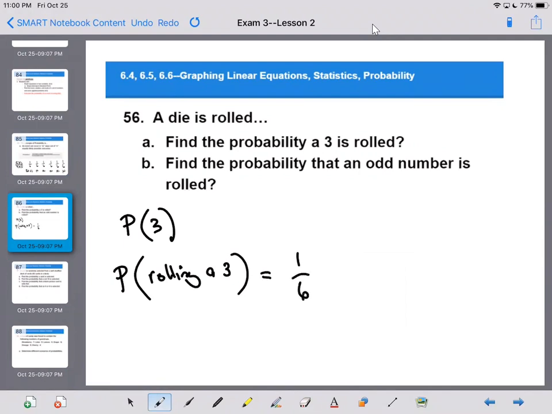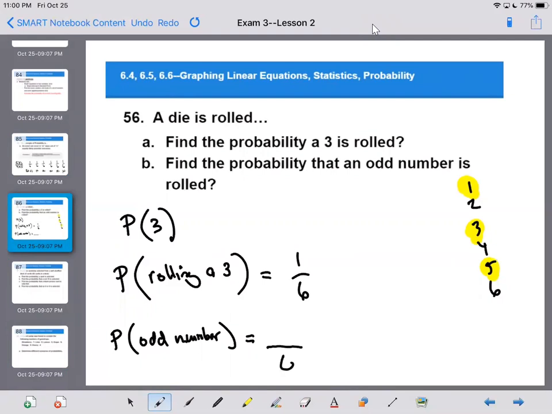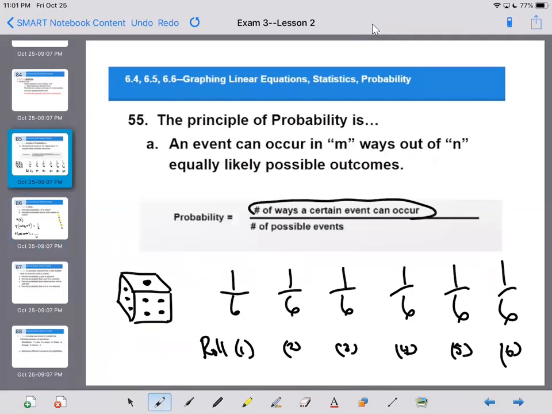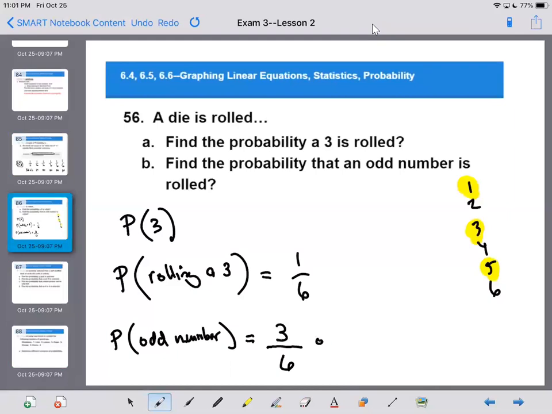What if we say, what's the probability of getting an odd number on a die? Well, now you got to think about all of your possibilities, right? You got 6 possibilities. Well, 1, 3, and 5 are your odd numbers. So there's still 6 options, right? But 1, 3, and 5 are the number of ways an event can occur, and that would be odd. So that would be 3/6 or 1/2.